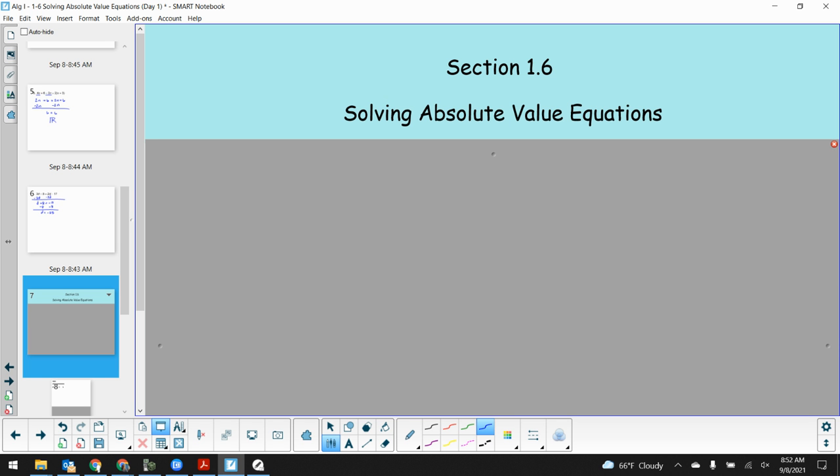All right, so section 1.6, solving absolute value equations. This is our next two sections: solving absolute value equations, and then we've got literal equations, ones with just variables. So, solving absolute value equations. Let's first start off by defining. Can somebody remind me? I had forgotten. I lost my memory. What is an absolute value?